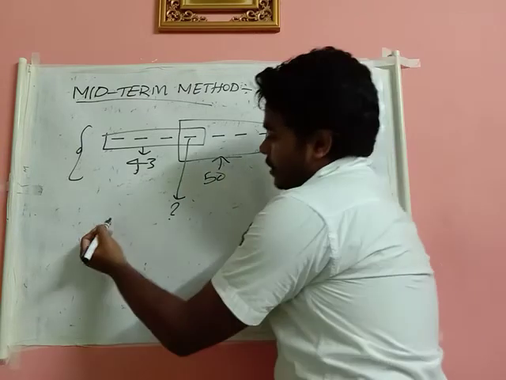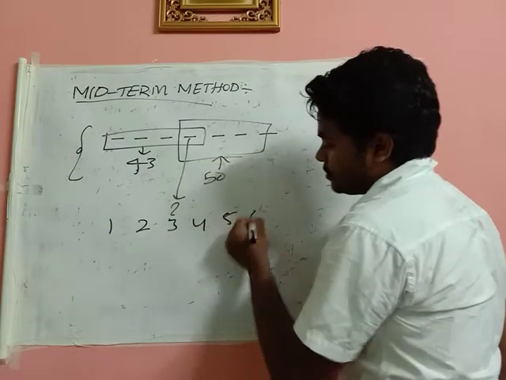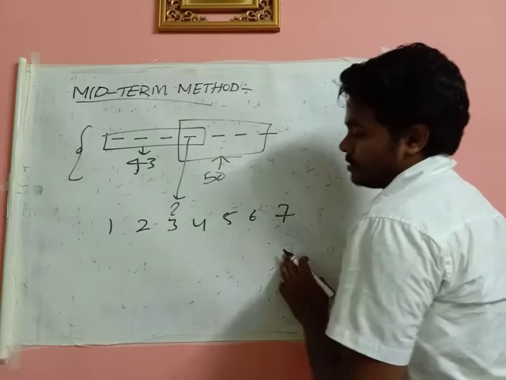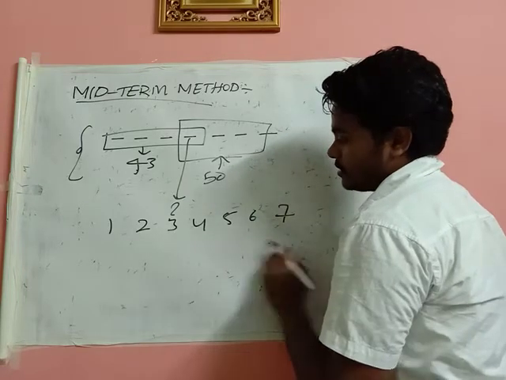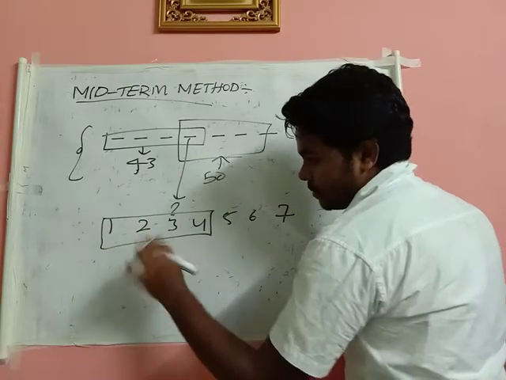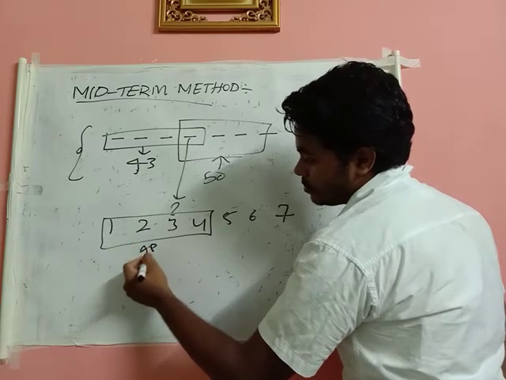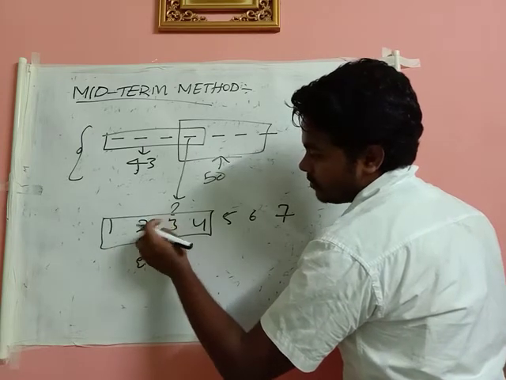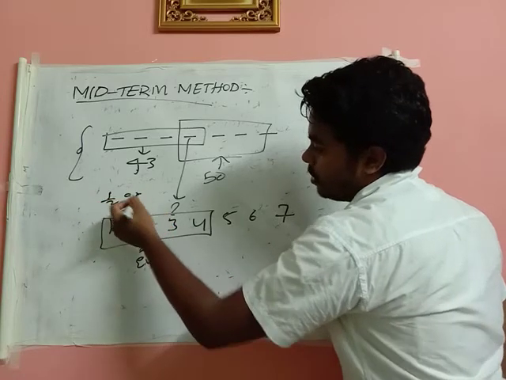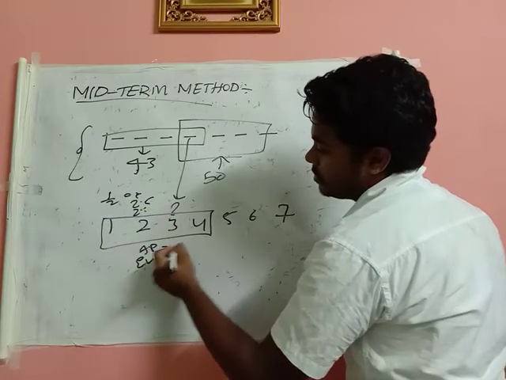Let me assume that I take 1, 2, 3, 4, 5, 6, 7. So initially I took these 7 slots. Now, what is the average of the first 4? These are in AP, so the average will be in the middle of them. What is the difference between 2 and 3? 1, and 1 by 2 is 0.5. 0.5 plus 2 is 2.5, and 3 minus 0.5 is 2.5. So the average of this is 2.5.